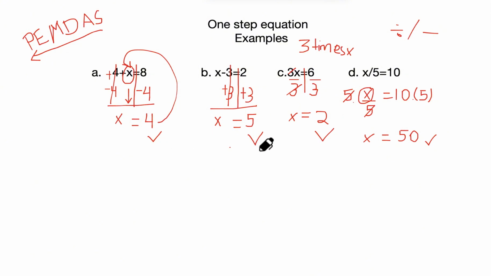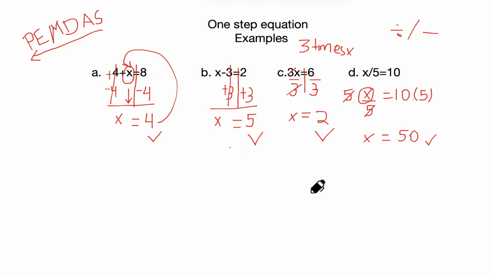So we solved 4 different types of one-step equations: one with addition, one with subtraction, one with multiplication, and one with division. We also used reverse order of operation to solve for the variable x. For plus 4, we use minus 4. For minus 3, we use plus 3. For multiplication by 3, we divided by 3. And for division by 5, we multiplied by 5.